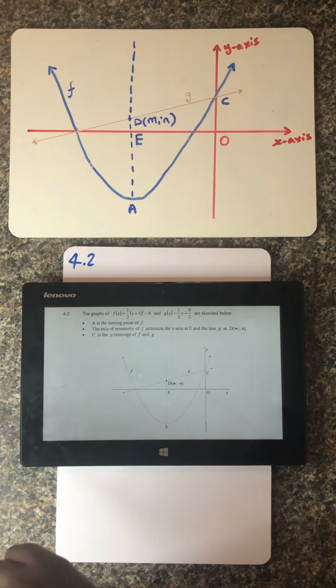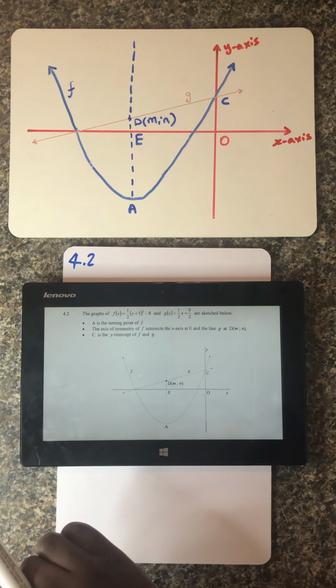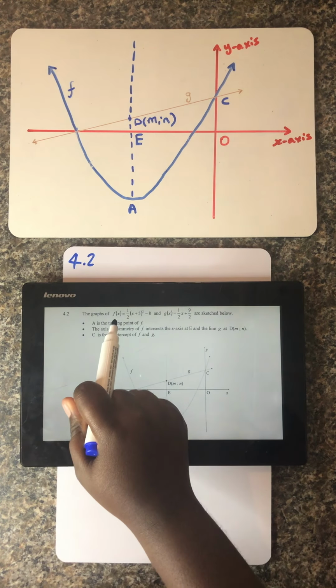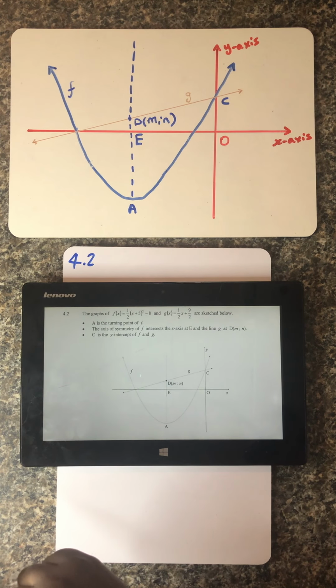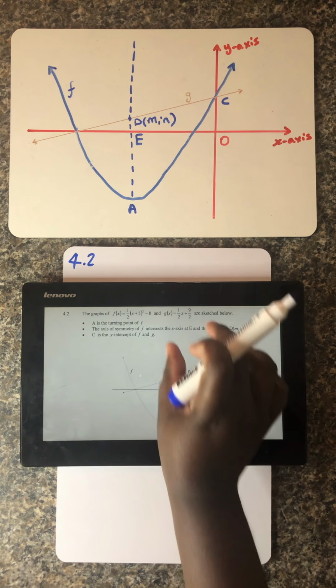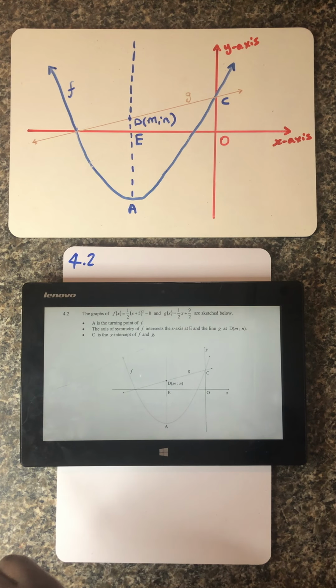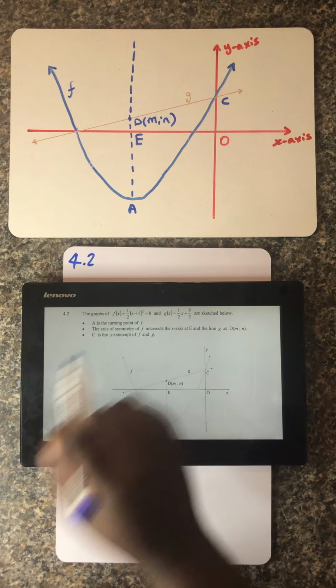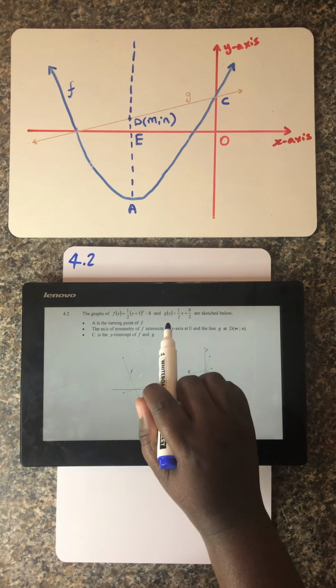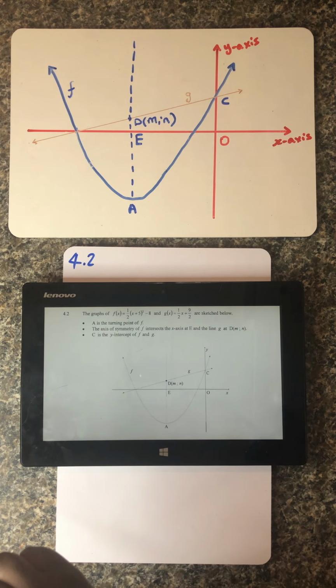Without having to refer to the given sketch, you should be able to know that f is a quadratic function, or a parabola. And you should be able to notice that the graph of g is a straight line, because of the format in which those two functions are written. When it's written in that way, it's a parabola, and when it's written in that way, it's a straight line.